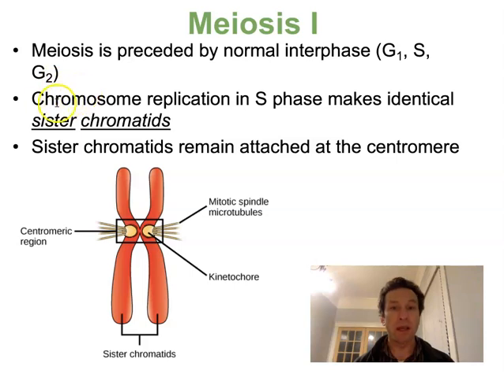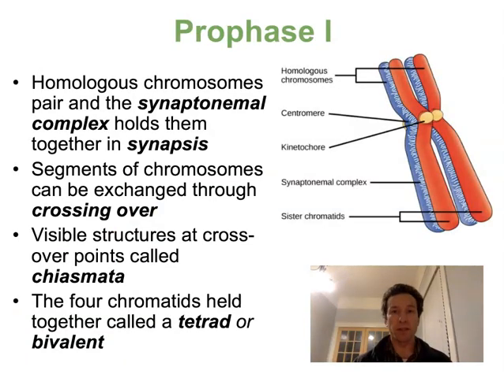When meiosis begins, remember that we have sister chromatids that are genetically identical to one another, and they are attached in the middle, or the centromere, of the chromosome. And they're going to remain attached to each other throughout the entire process of meiosis I. The first step in meiosis is prophase, just as it is in mitosis. However, what happens in prophase of meiosis is different.